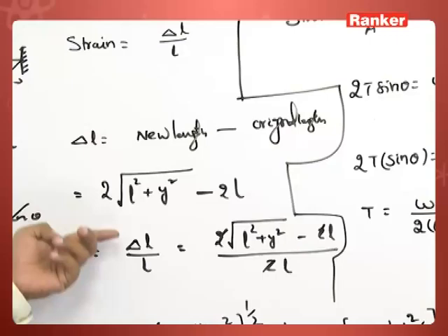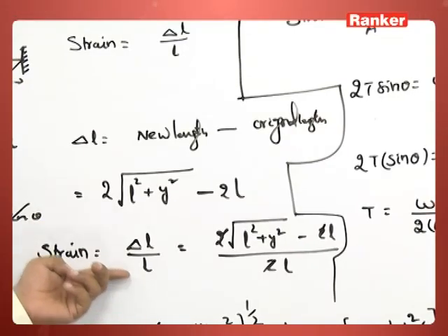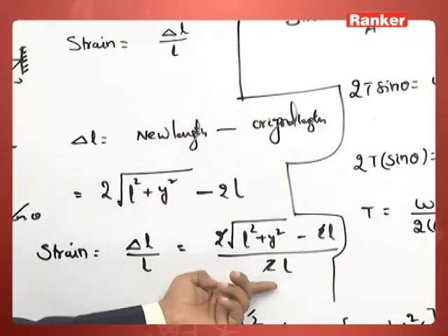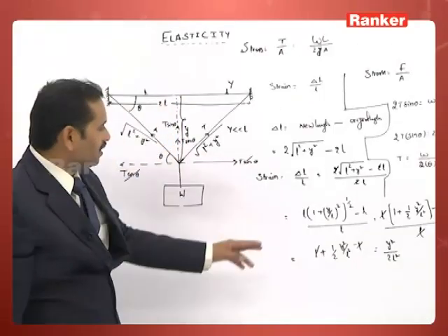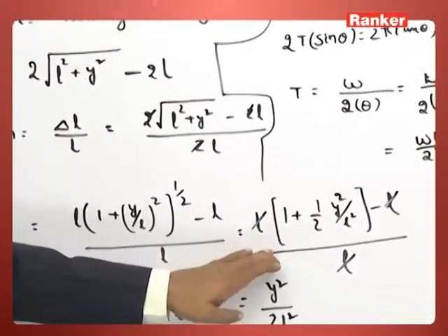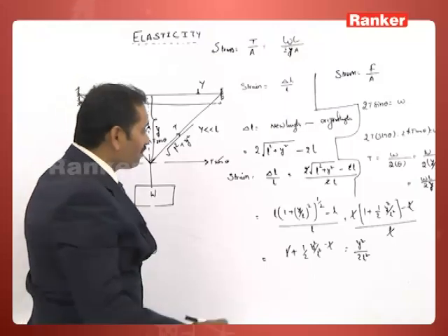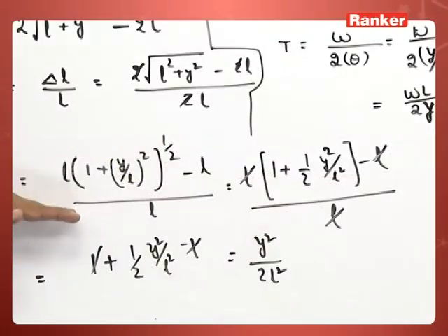Strain equals delta L by L. But L is the original length, mine is 2L here. Cancelled it to 2. I got it like this after applying binomial approximation.